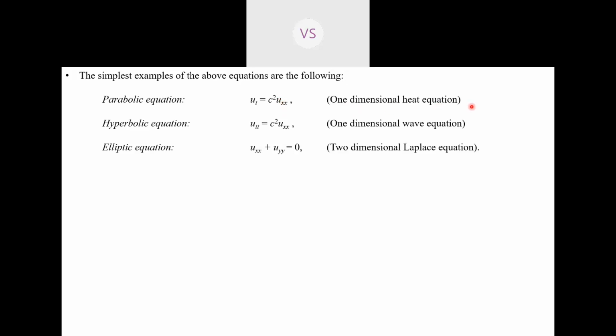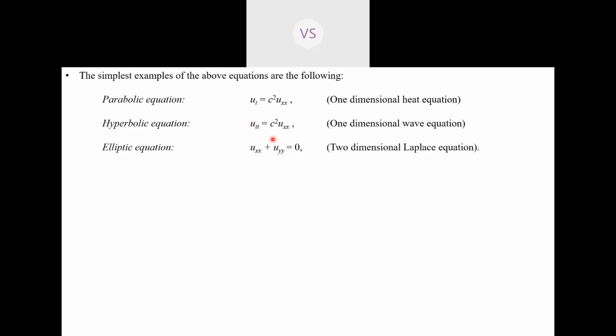Why one dimensional? As we are considering only the x direction, and u is also varying with respect to time. You can see t is taken over here, t is for time. So this is the one dimensional heat equation. Then you have the hyperbolic equation, u_tt, del square u by del t square equal to c square del square u by del x square. So it is the one dimensional wave equation.